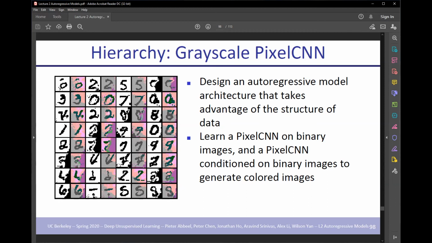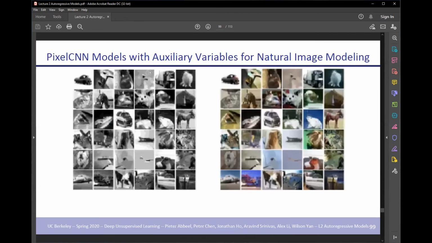The distances in higher dimensions are much more vast, if you will. So that's what this particular grayscale PixelCNN is about. I think this is an optional exercise, but since we will be looking at the reference implementation and in the homework as well, this will be another good example of going through the code of how the hierarchical concept is applied to move from grayscale to color images, using, I think, the colored MNIST data set, if I'm not mistaken. And this is PixelCNN models with auxiliary variables for natural image modeling, kind of the same concept, conditioning on some values to provide the new output.